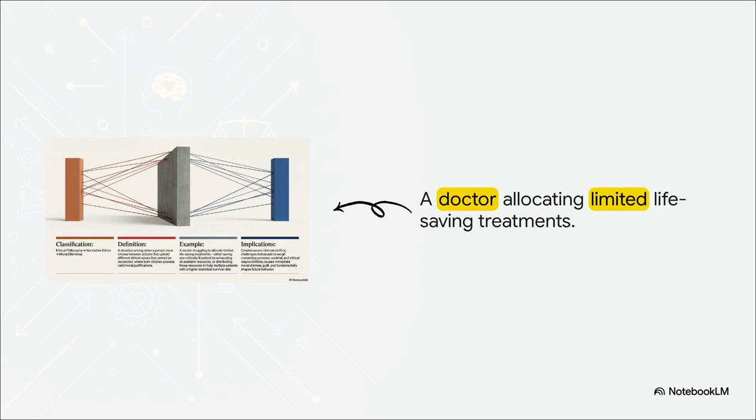To see this classification in action, imagine a doctor struggling with allocating limited life-saving treatments. Do they exhaust absolutely all available resources to save one critically ill patient, or do they distribute those exact same resources to help multiple patients with a higher statistical survival rate? It's a severe internal conflict, grounded in undeniably valid moral justifications on both sides of a concrete wall.